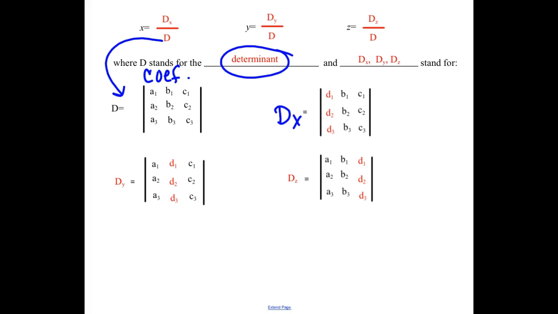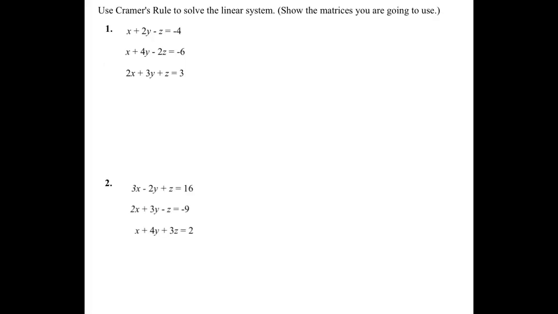So, I'm going to show you what you have to set up. Your calculator is actually going to do the finding of the determinant for us. We just have to set the matrix up. All right, so for the first one, always double check. Are your x's lined up? Are your y's lined up? Are your z's lined up? And are your constants lined up? If they're lined up that way, great. If they're not, you've got to do some rearranging.